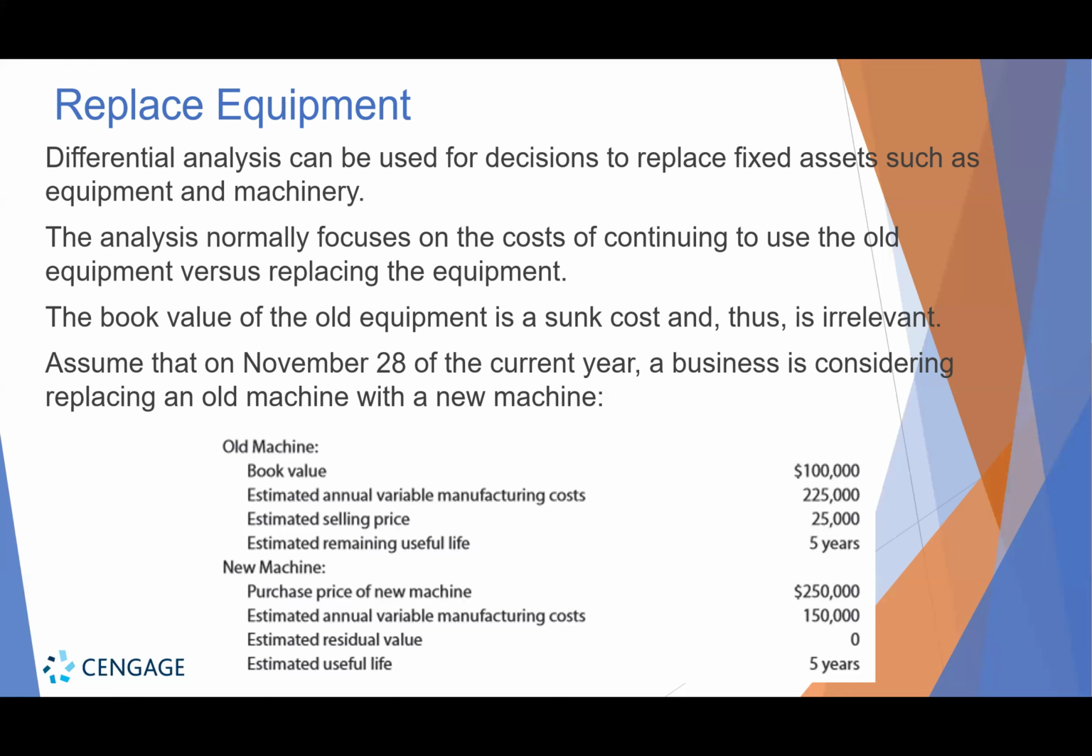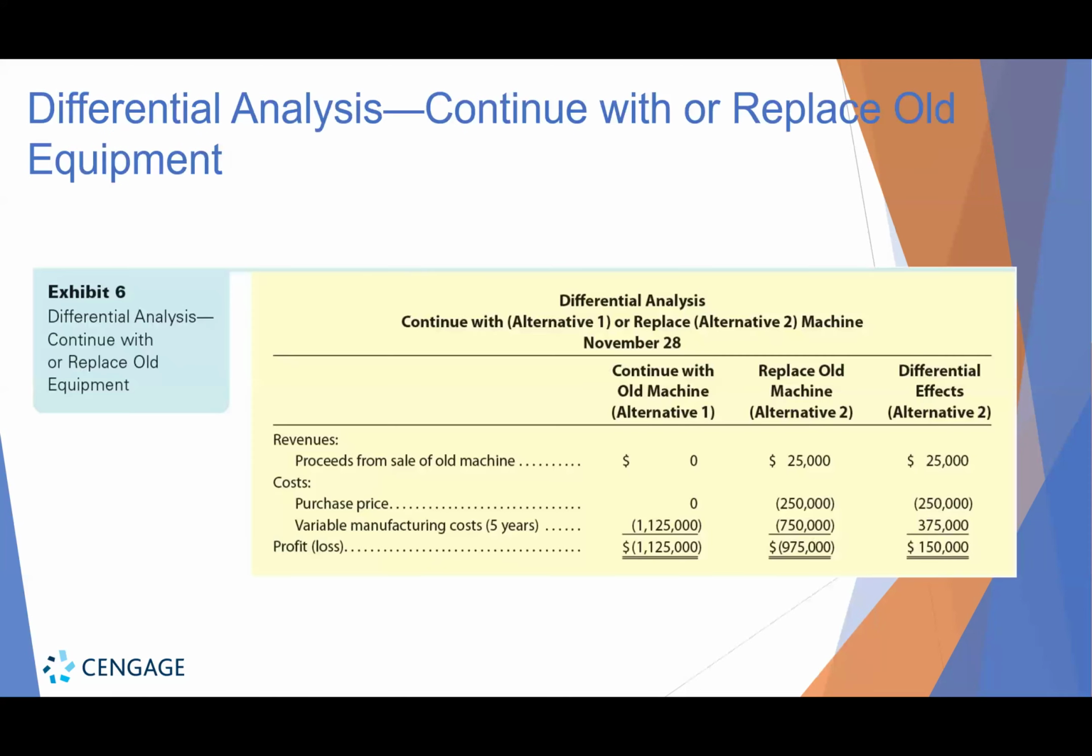So in this case, here's this old machine. It's already been depreciated, so our book value on it's sitting at 100,000. We've got some variable manufacturing costs we know we'll need. And then in 5 years, we could sell it for $25,000. Or do we purchase a new machine for 250,000 and we know we're going to have some variable costs of 150,000? But at the end, there's no residual value on that new machine.